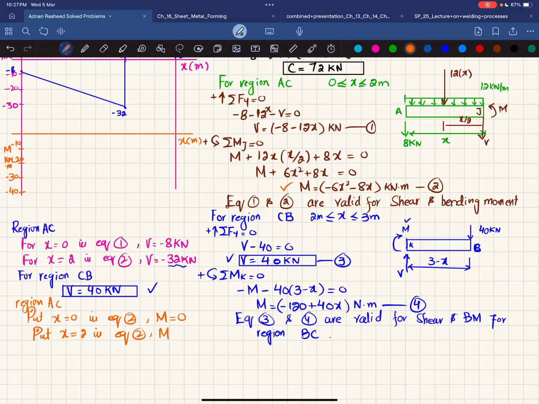So moment will be equal to, just plug in the value. 8 2s are 16, so minus 16, and minus 6 times 2 is minus 24. Minus 24 and minus 16 will give you minus 40. So M will be minus 40. We'll just plot them. At X is equal to 0, we have moment is equal to 0, and at X is equal to 4, this is minus 40.